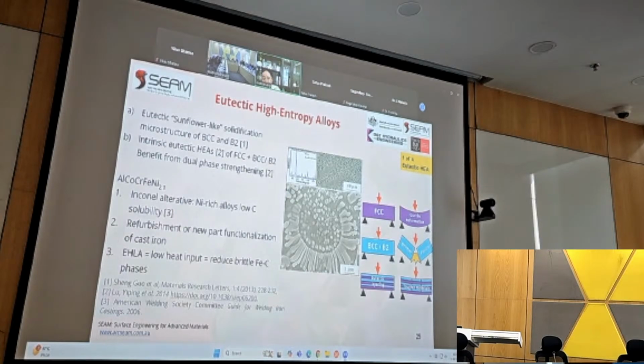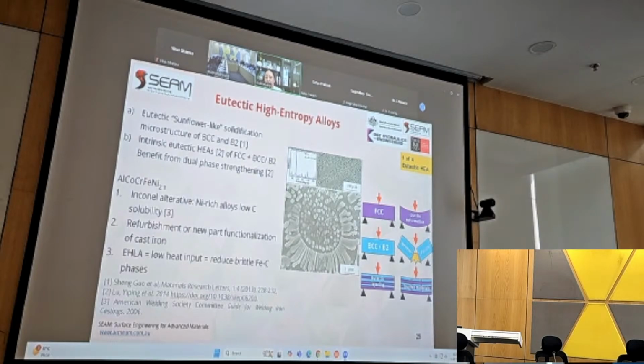Chalmers University, which is also another quite early adopter of HEA, published a paper that calls it sunflower-like solidification. So you have your BCC and FCC in here, and it solidifies and looks like a sunflower. Very pretty. I love to look for nature in some of these micrographs.